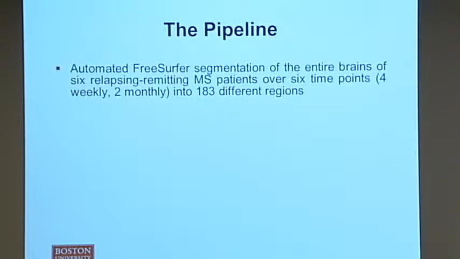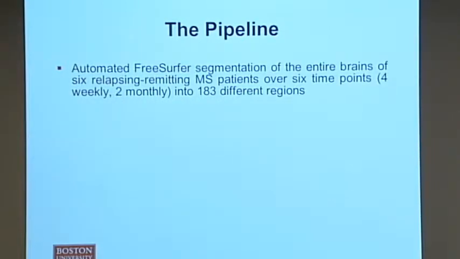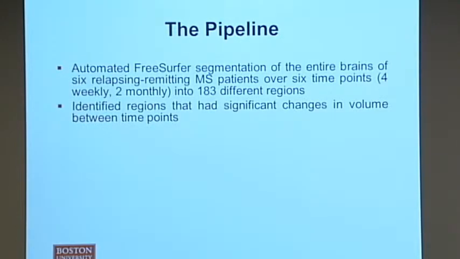All right, so I created a pipeline, which is basically a set of methods to carry out this study, and the pipeline is fairly general because I did that on purpose so it can be applied to other diseases, as you'll see later. So what we did was first automated Freesurfer segmentation. I'll show you what that looks like. It segments the brains of, we used 6 relapsing remitting MS patients over 6 time points, segmented their brain into 183 different regions, and then it was able to calculate the volume.